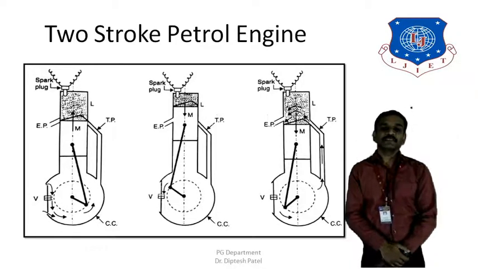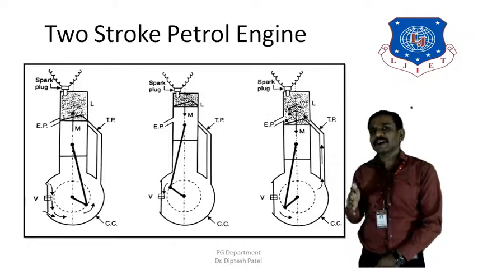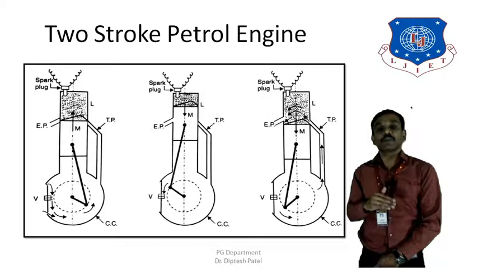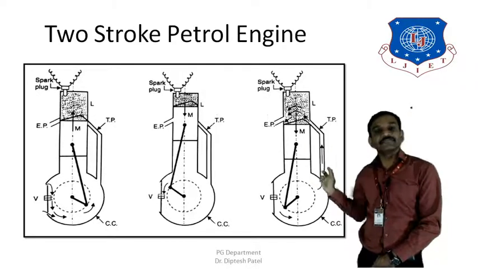All 4 processes take place in a 2-stroke, and that's why it is known as the 2-stroke engine. So you can see it has the exhaust port. Instead of using valves, it uses ports. So it has the exhaust port, inlet port, and the transfer port as well.